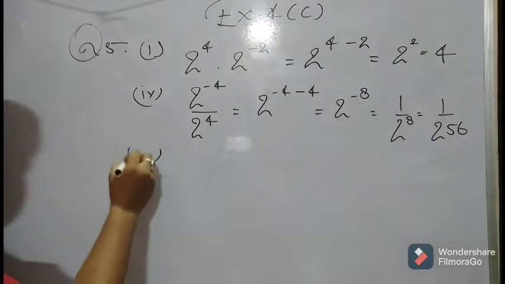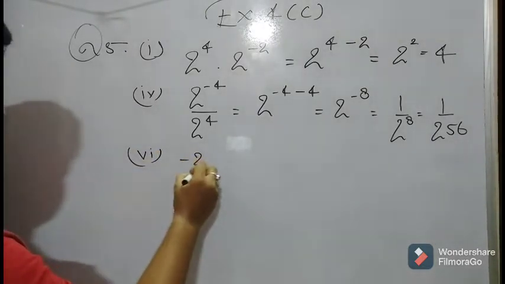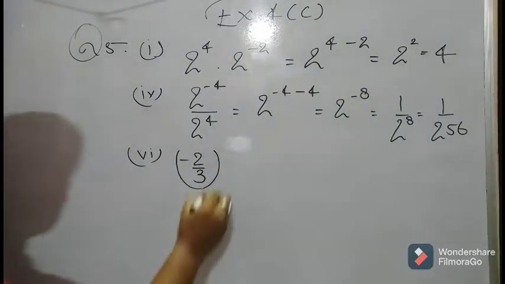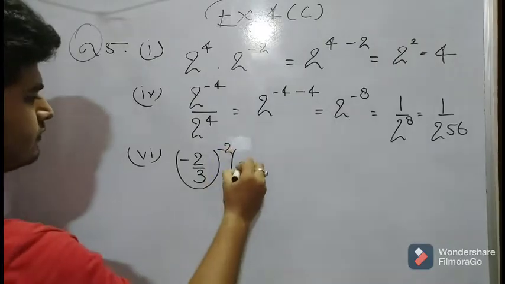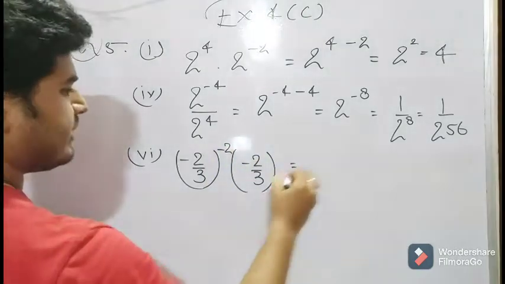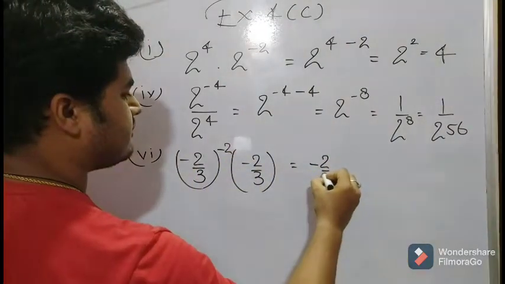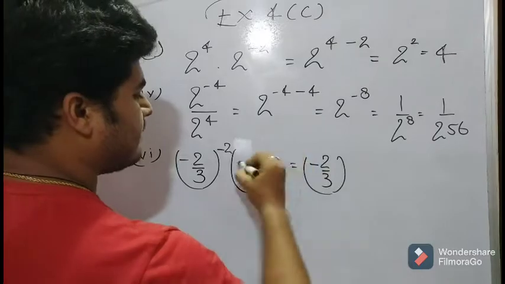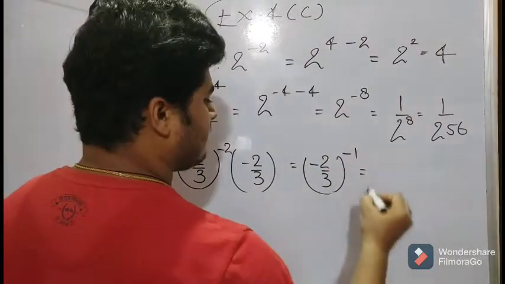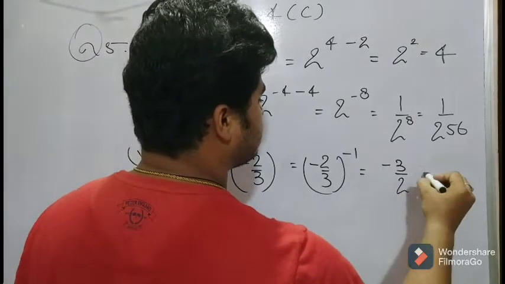Then in the sixth part, it is saying minus 2 by 3 raised to the power minus 2 multiplied by minus 2 by 3. So base same, in multiplication the power will be added, minus 2 by 3, minus 2 plus 1 will become minus 1, the fraction will be reversed, so it will become minus 3 by 2.